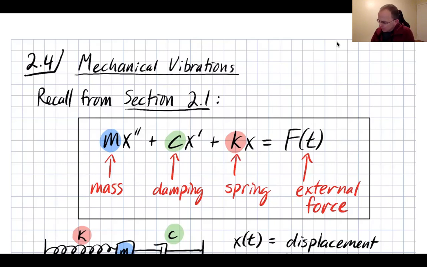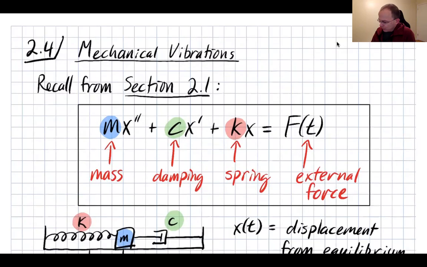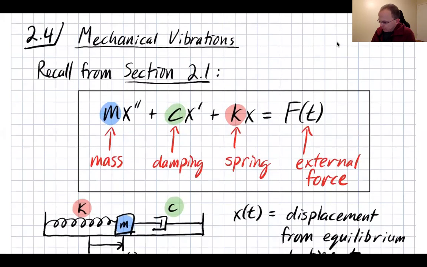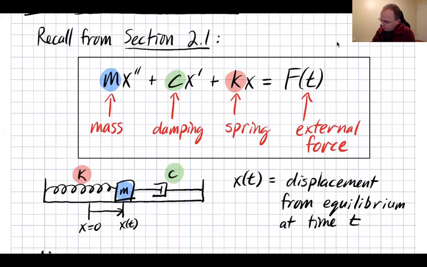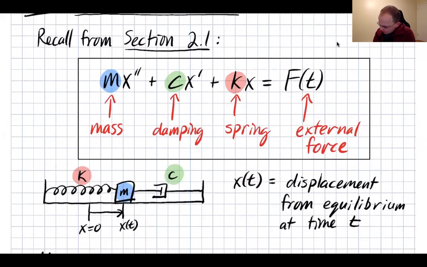So we've already discussed this a little bit in section 2.1. We were looking at this mass spring system with an extra shock absorber. This is often also referred to as a dash pot, and it's the device that's going to provide a damping effect on oscillations in the system. So you can think of it like a shock absorber.